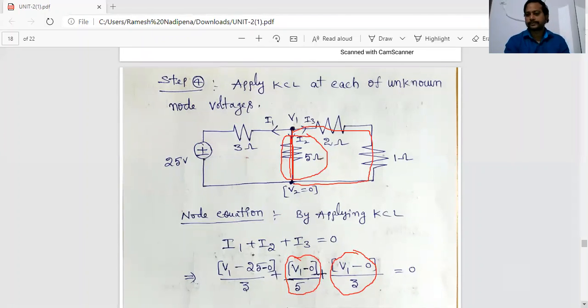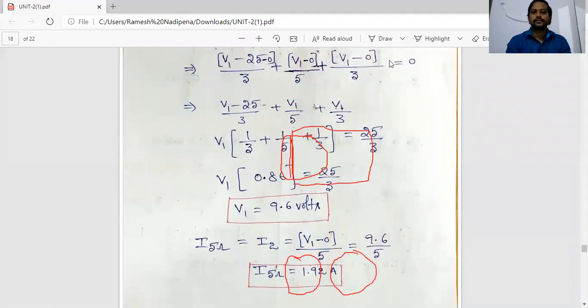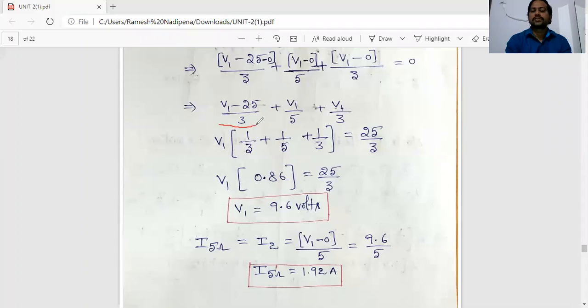Now see here. V1 minus 25 by 3 is the first branch current, V1 by 5 is the second branch current, and V1 by 3 is the third. From this we get V1 equal to 9.6 volts. Once V1 is obtained, the current passing through the 5 ohm resistor is, by the basic expression V by R, V1 by 5. So 9.6 by 5. The current passing through the 5 ohm resistor is 1.92 amperes.